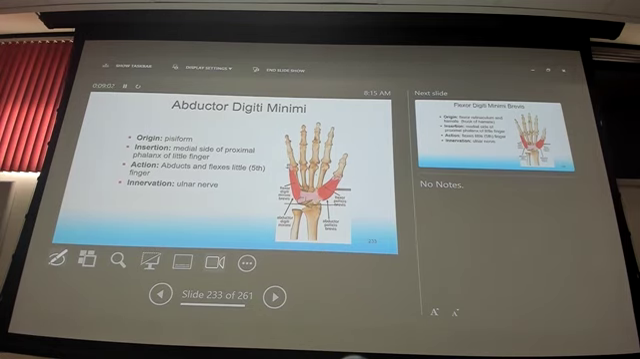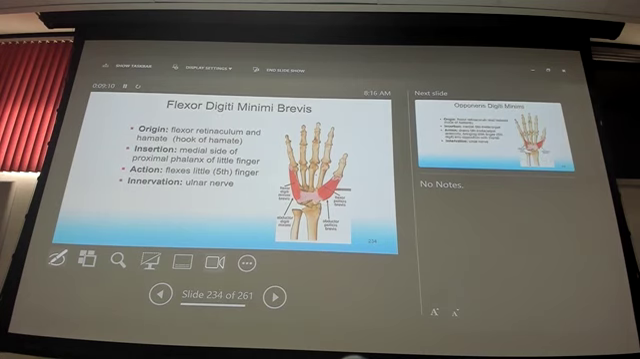Abducts and flexes. Really, it's an abductor mostly, but it can help flex the fifth digit also. Flexor digiti minimi brevis. Say that three times real fast, right? It originates off of the flexor retinaculum, hook of the hamate, and the medial side of the proximal phalanx of the thumb. Its whole job is to flex the fifth digit.